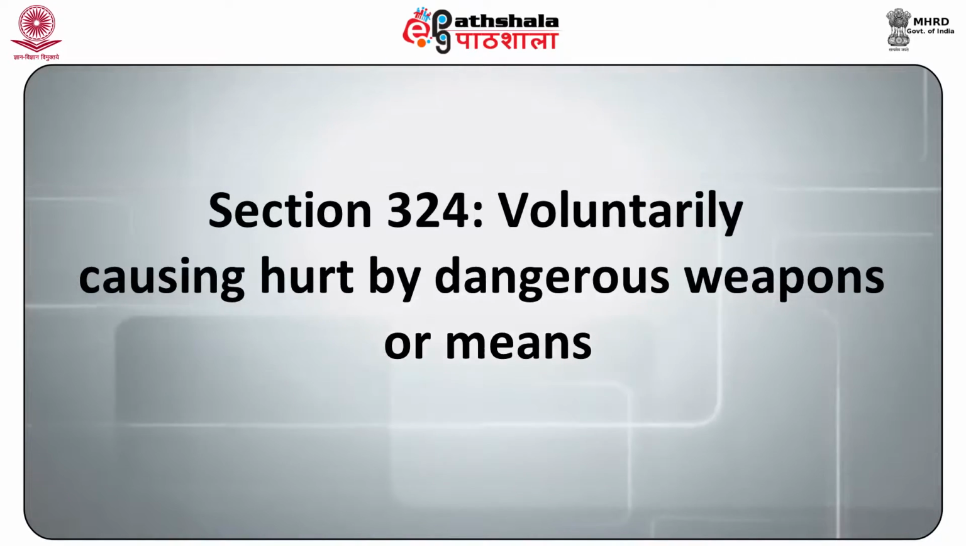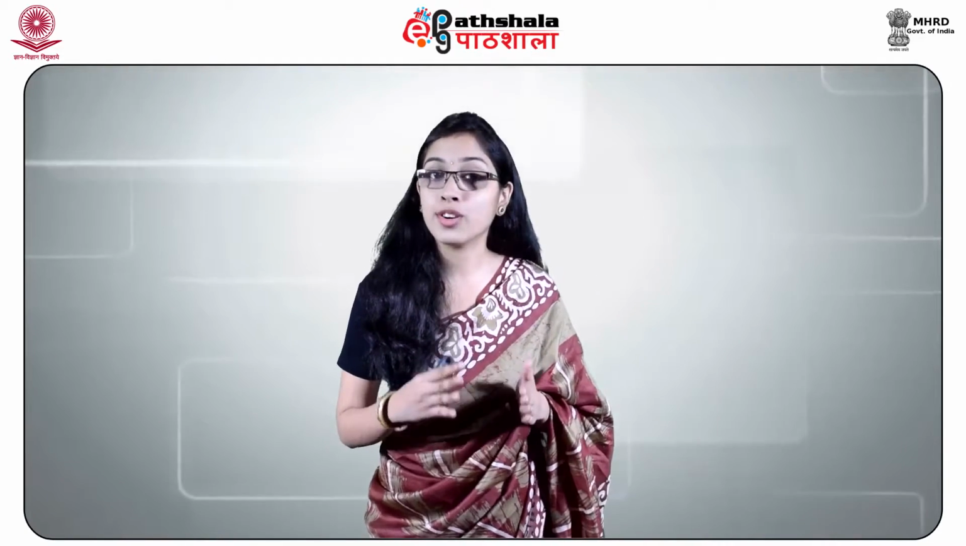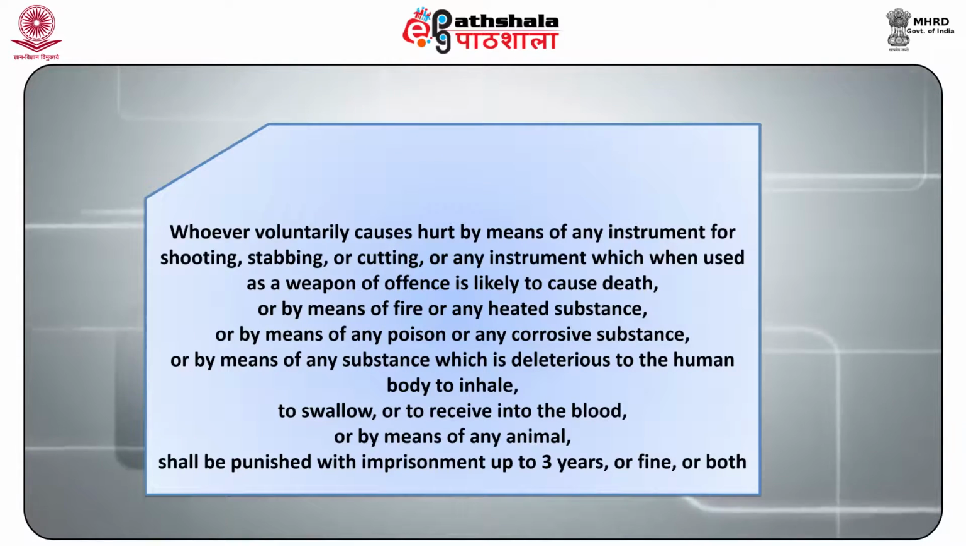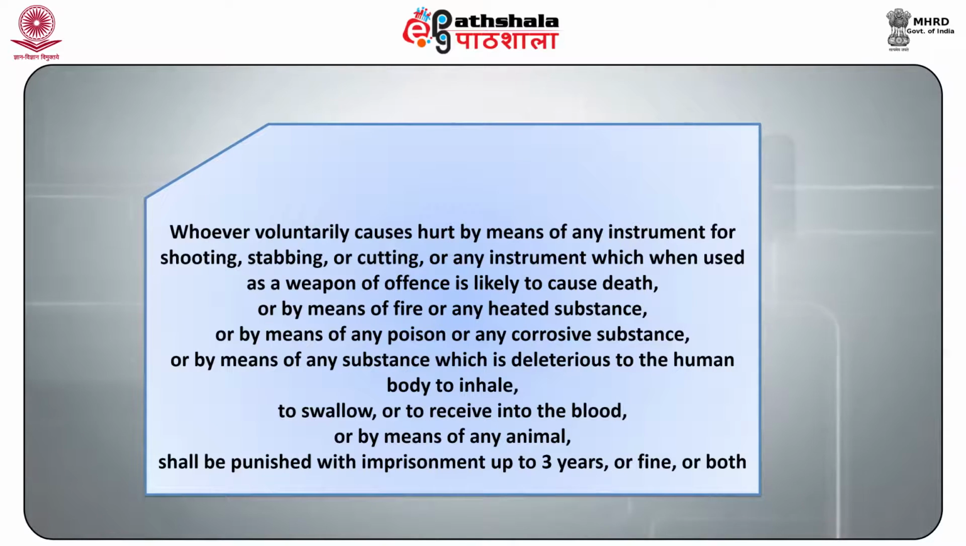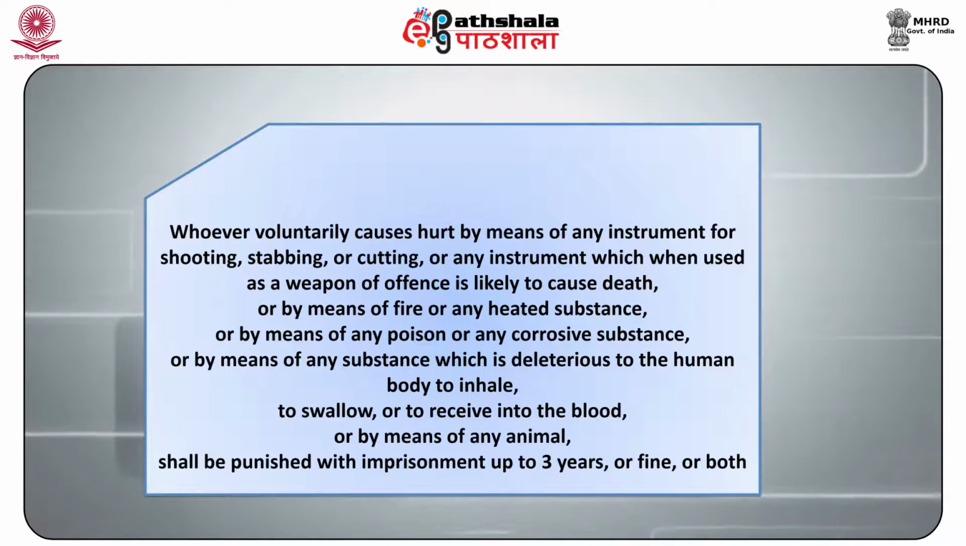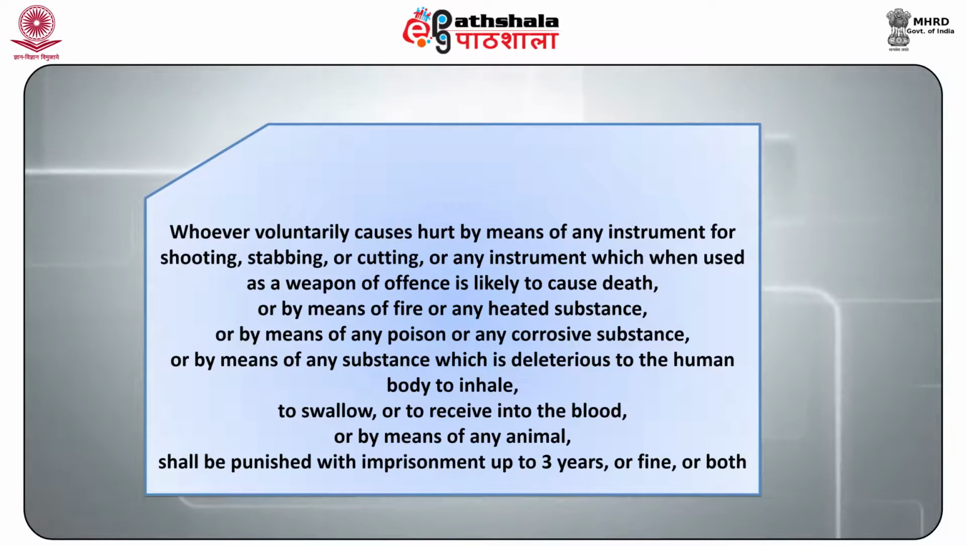Next is section 324, voluntarily causing hurt by dangerous weapons or means. This section deals with the causing of hurt by any dangerous weapon or means, including the use of a poisonous substance. It states whoever voluntarily causes hurt by means of any instrument for shooting, stabbing or cutting, or any instrument which when used as a weapon of offense is likely to cause death, or by means of fire or any heated substance, or by means of any poison or any corrosive substance, or by means of any substance which is deleterious to the human body to inhale, to swallow, or to receive into the blood, or by means of any animal, shall be punished with an imprisonment up to 3 years or fine or both.